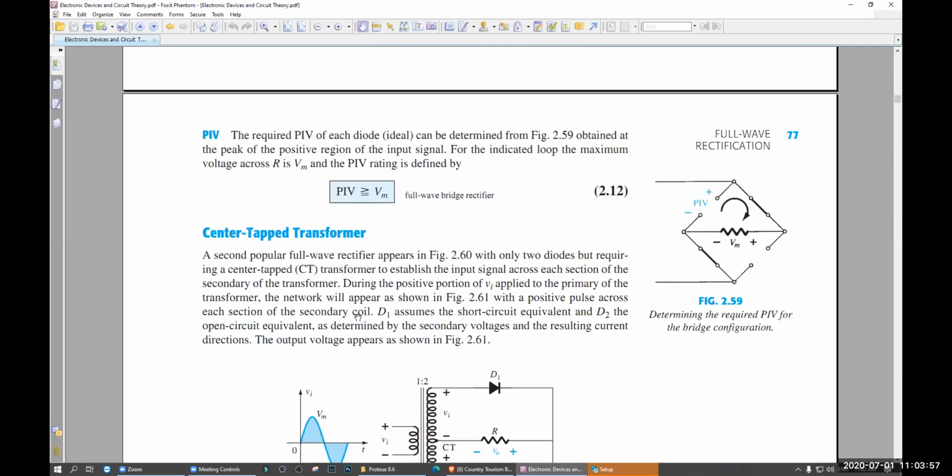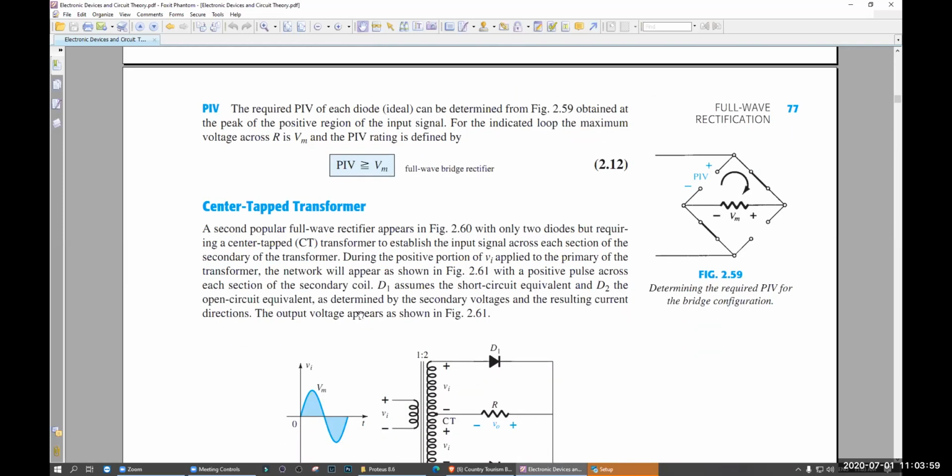Remember. Now another type of full wave rectifier is called the center tap transformer. This is only possible if you use a transformer. If you do not use any transformer, it is not possible. What is a transformer? A transformer is a coil device.